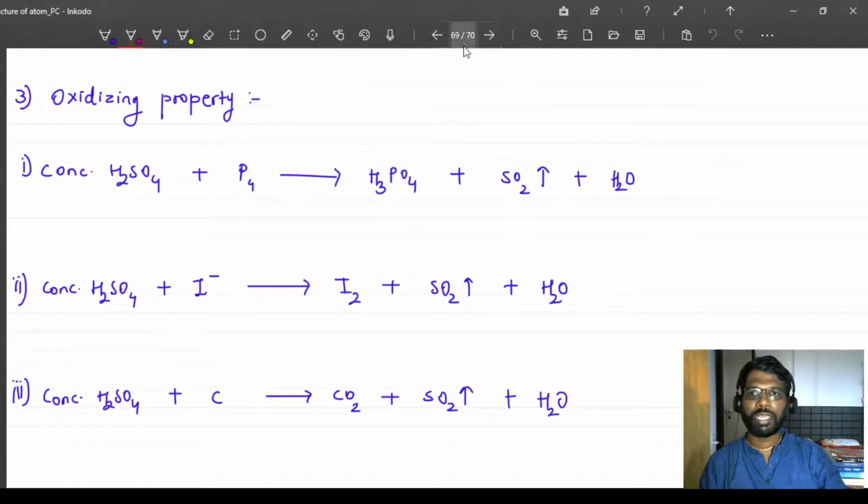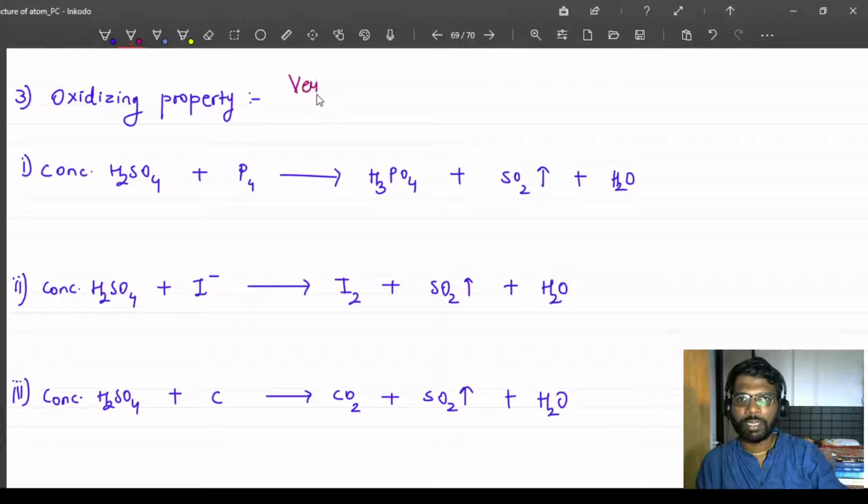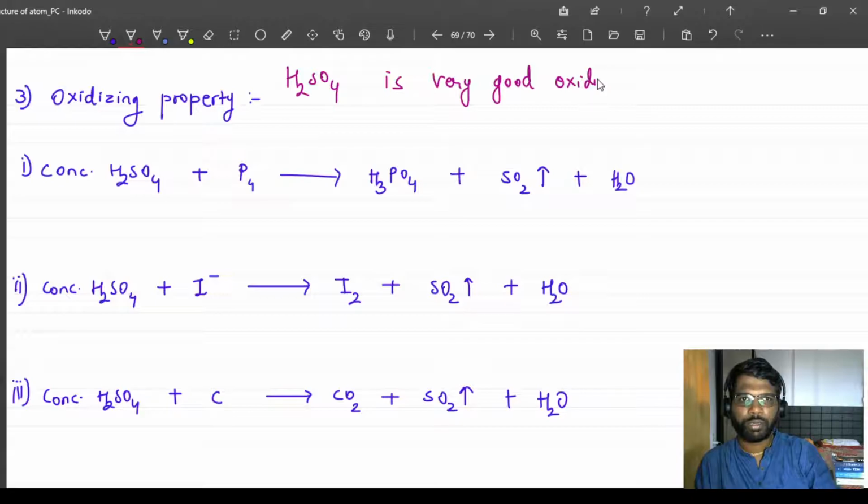Next, coming to the oxidizing property. H2SO4 is a very good oxidizing agent. What are we learning the oxidizing property of? We are learning it for H2SO4. Remember, H2SO4 is a very good oxidizing agent.